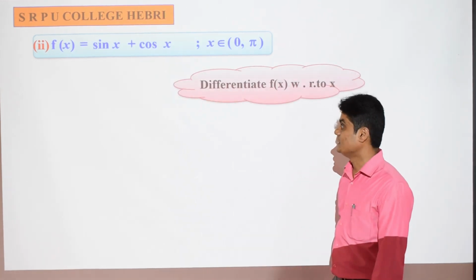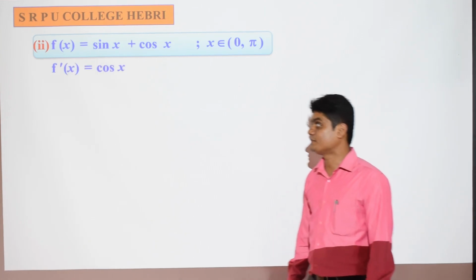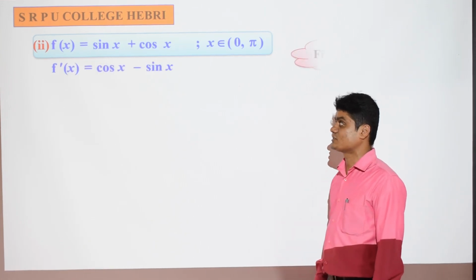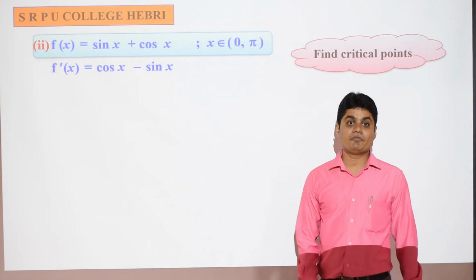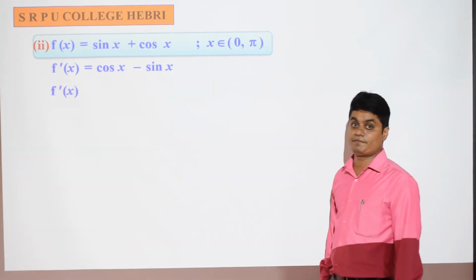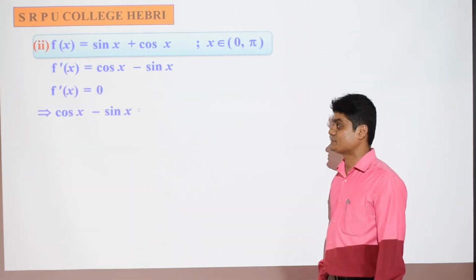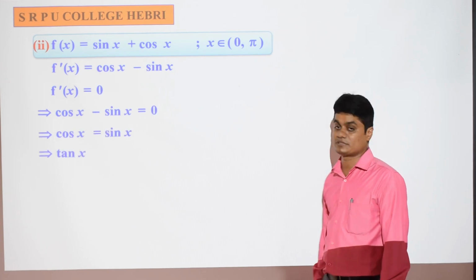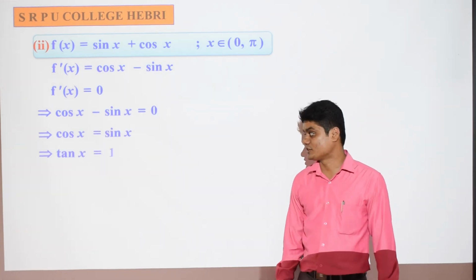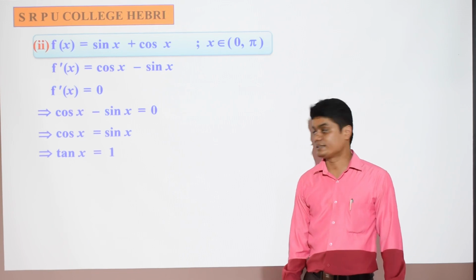Observe carefully. So differentiate the function. The differentiation of sin x is cos x, and of cos x is minus sin x. Then differentiate and equate with 0. F dash of x is equal to 0 implies cos x minus sin x equal to 0. Cos x is equal to sin x, and that implies tan x is equal to 1.